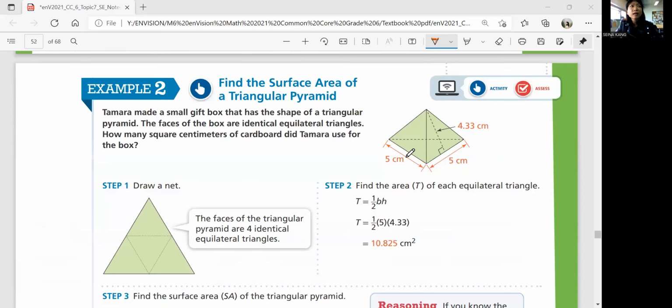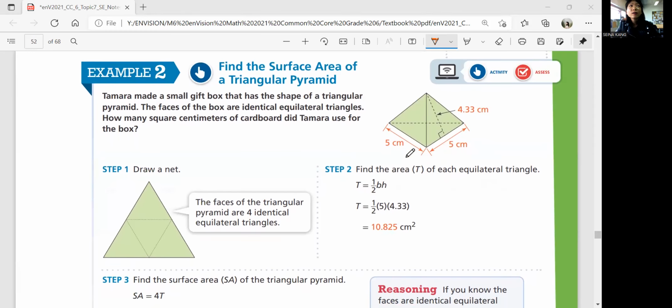Okay, let's look at the next page. Example 2. Find the surface area of a triangular pyramid. Tamara made a small gift box that has the shape of a triangular pyramid. The faces of the box are identical equilateral triangles. How many square centimeters of cardboard did Tamara use for the box?